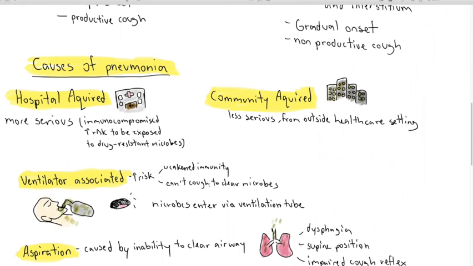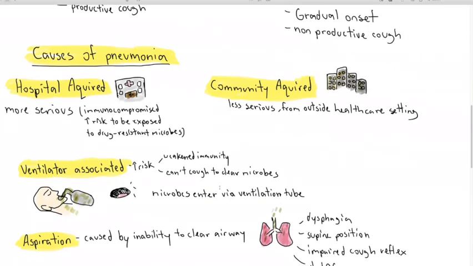Some causes of pneumonia: there's hospital acquired and community acquired. Hospital acquired pneumonia occurs after hospital admission, and this is mainly bacterial. Community acquired pneumonia typically begins in the community and is diagnosed within 48 hours of the client's admission to the hospital, and this can be either bacterial or viral. There's also ventilator associated pneumonia, with an increased risk due to weakened immunity and the person being unable to cough to clear those microbes. This is when the microbes enter via a ventilation tube.